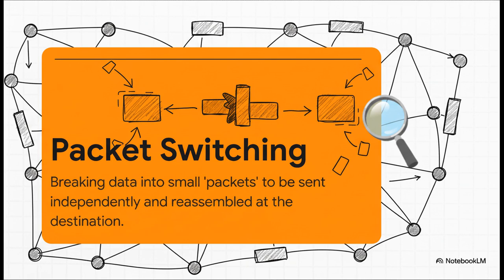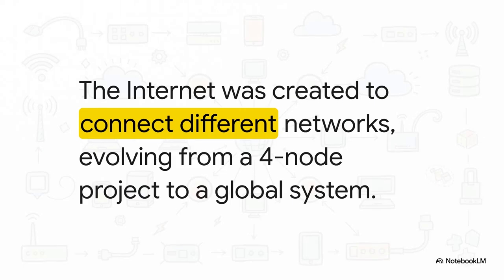Instead of sending a big file as one long, fragile stream, you chop it up into tiny little pieces called packets. You slap an address on each one, and you send them out into the network. They might all take different paths to get there, but they're all put back together in the right order at the destination. This makes the network incredibly tough and efficient. If one road is blocked, the packets just find another way around. It's genius.